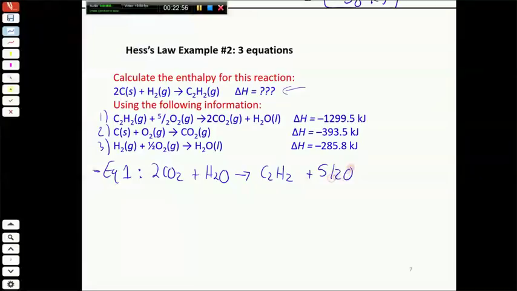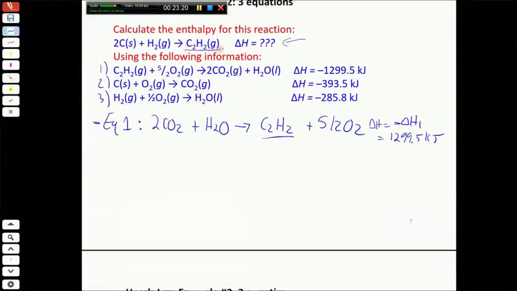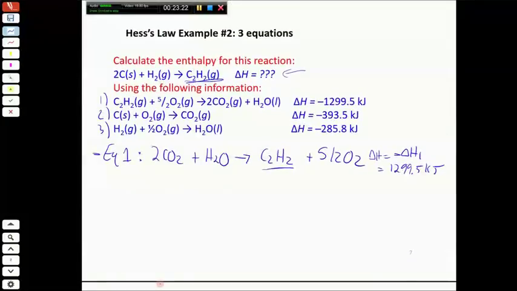So that's going to be the inverse of the first equation, or flipping it over, flipping the reactants and products. And that means then the delta H of this is just going to be the negative of that first delta H, or positive 1299.5 kilojoules. Alright, so we flip the first equation, and we also then have to flip the sign of delta H. That puts C2H2 on the product side, which is where we want it in our overall chemical equation up here.